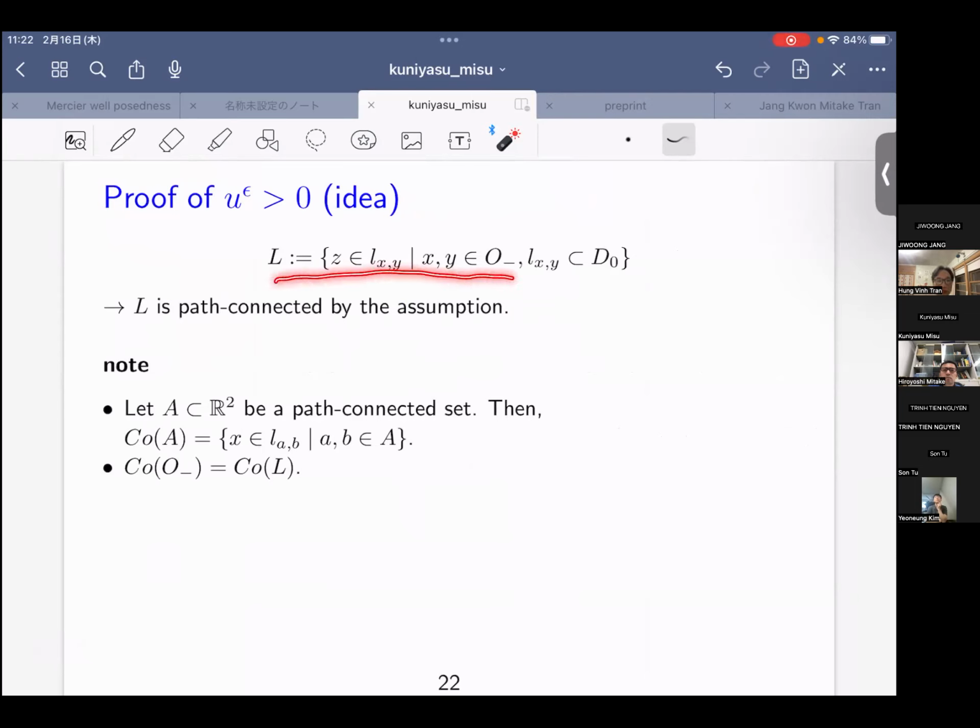Let L be the set as this. This L is path connected by the assumption. For the path connected set A, the convex hull is written as this, so we obtain this one.